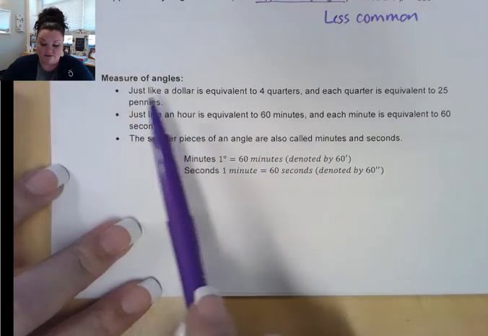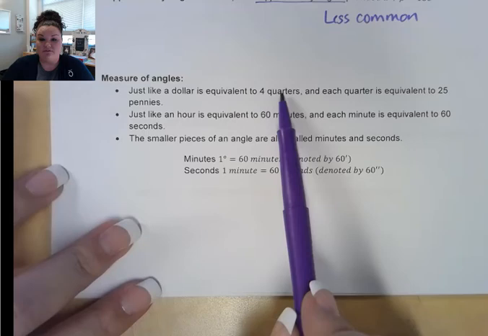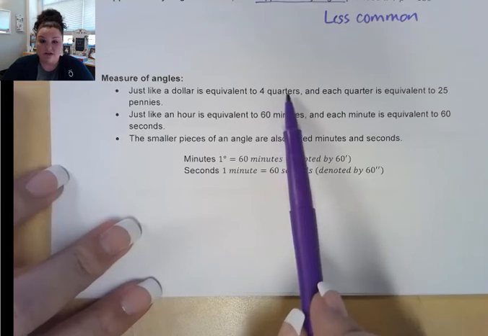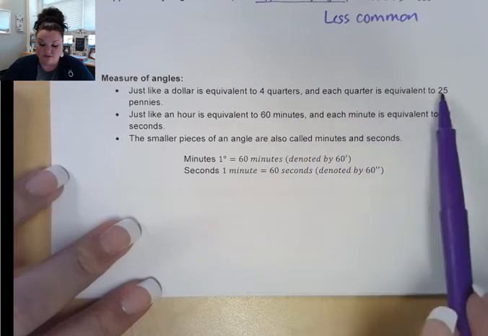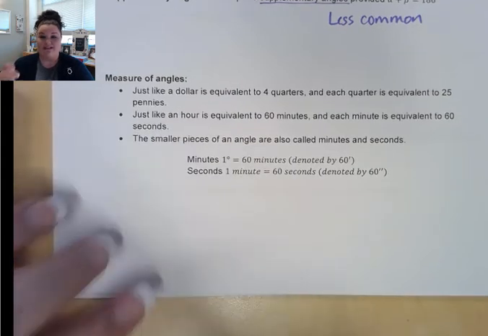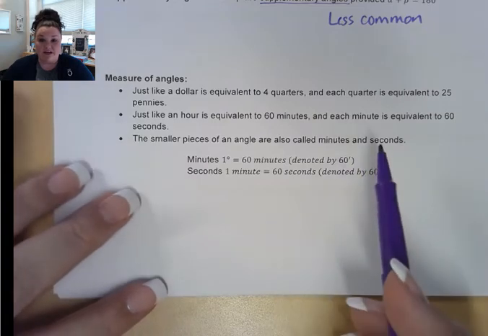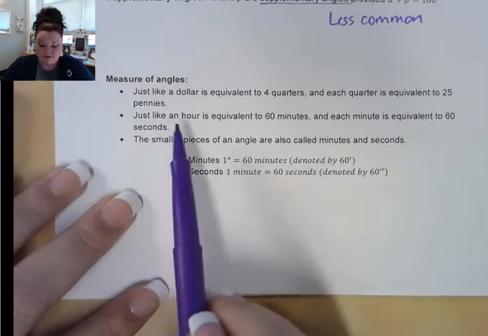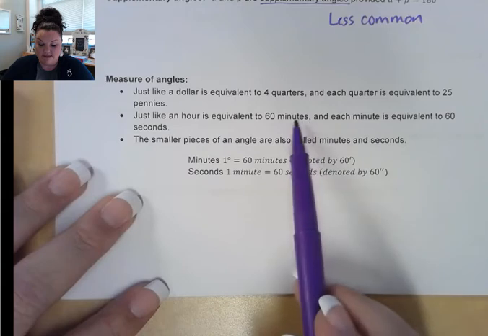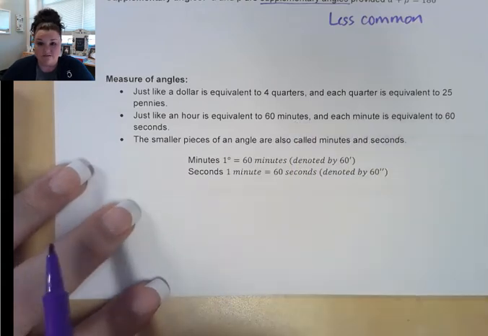Okay, measures of angles. Just like a dollar is equivalent to 4 quarters, right? And each quarter is equivalent to 25 pennies, meaning we could take a dollar and write it as 4 quarters, or break that down further and say 4 quarters is the same as 25 pennies per quarter. We have these ratios that help us convert to different increments, right? Same thing with time. We can go from an hour to minutes to seconds, right?